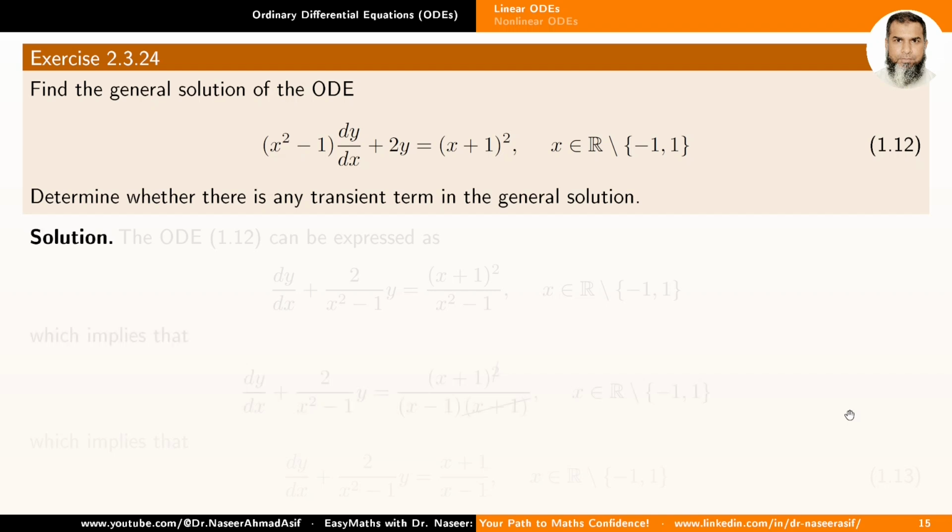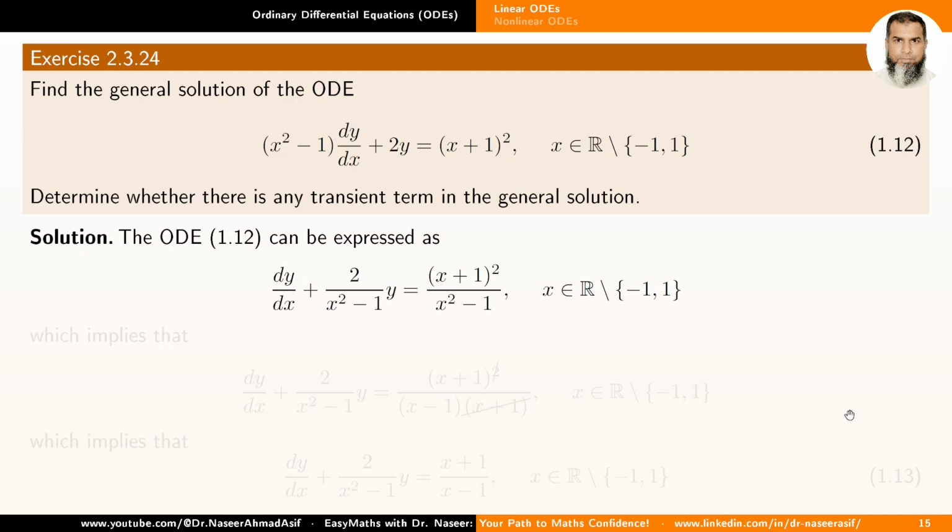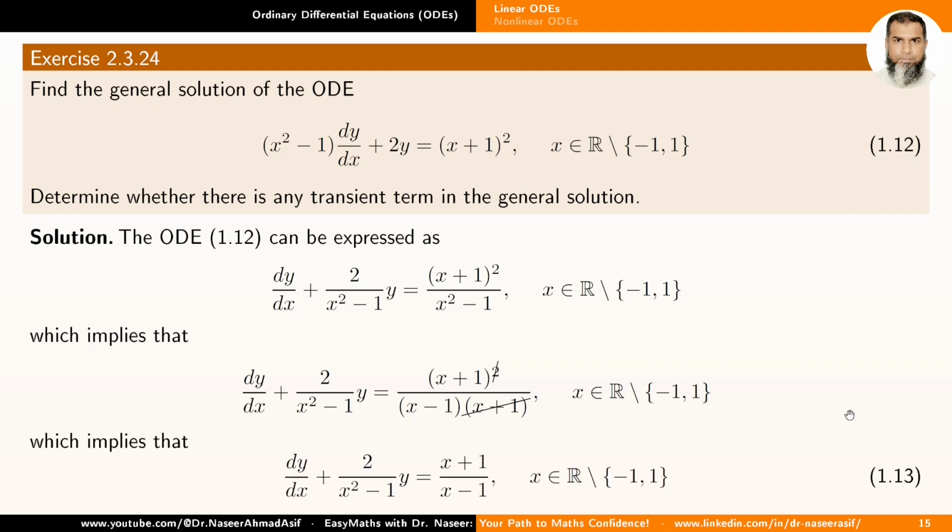We'll see the solution. The ODE 1.12 can be expressed as dy by dx plus 2 over (x square minus 1) into y is equal to (x plus 1) square over (x square minus 1), where x belongs to R other than -1, 1. Well, this can be expressed as dy by dx plus 2 over (x square minus 1) into y is equal to (x plus 1) square over (x minus 1) into (x plus 1), where x belongs to R other than -1, 1. So we have dy by dx plus 2 over (x square minus 1) into y is equal to (x plus 1) over (x minus 1), where x belongs to R other than -1, 1.